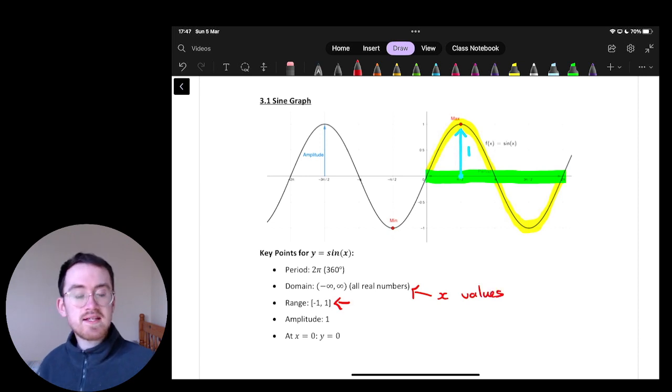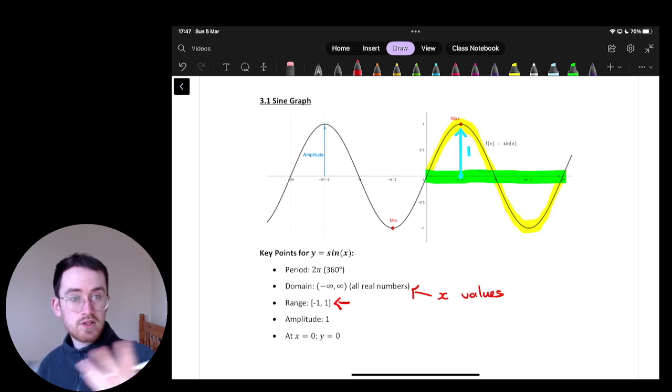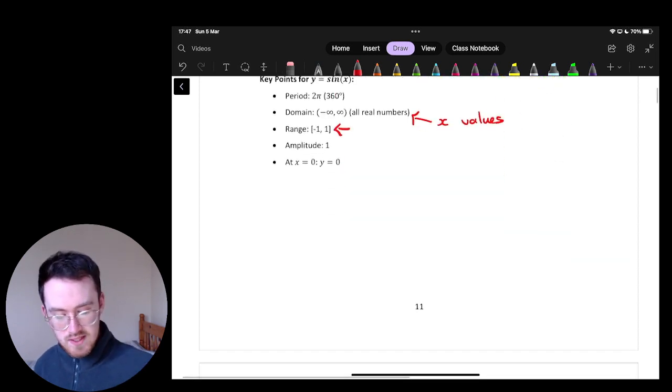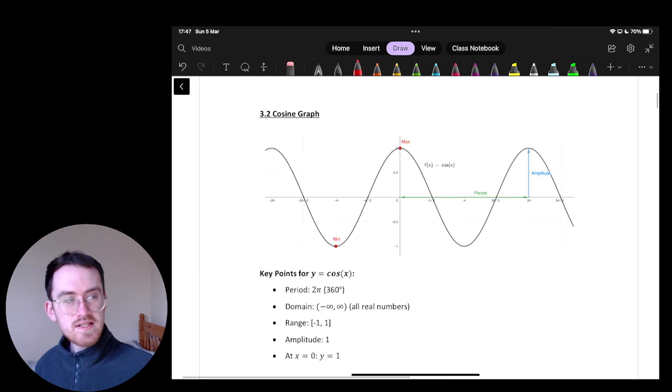So the domain is the x values, and the sine graph is defined for every x value from -infinity to +infinity. So this graph will continue following that same pattern forever in both directions. Looking at cosine, we see something similar again.